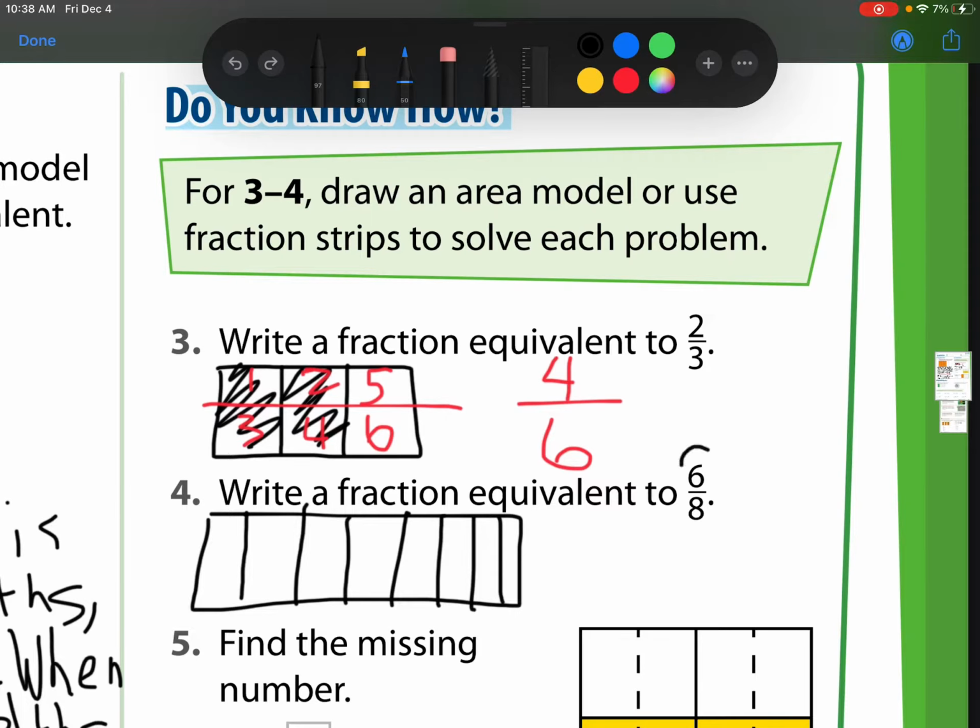And now I need to shade in 6 pieces because it tells us we have 6 parts. So that would be 1, 2, 3, 4, 5, 6. So, there we go. Now, we have 2 ways we can do this.